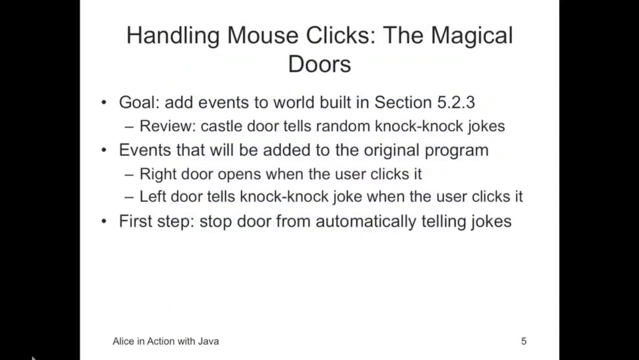First, let's take a look at the magical doors example. This was something that was introduced in Chapter 5, which we have skipped, but you don't have to know how it works. We're now going to modify it to make it more interactive. So we're going to add events to it so that when we click on the right door, it will open, and we click on the left door, it'll tell a random knock-knock joke. So let's see how that is done.